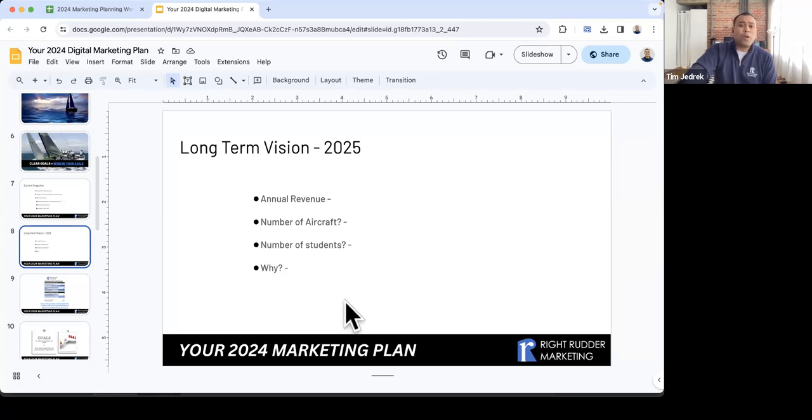And I think the biggest part that really solidifies these goals is understanding the why. It's like, why is this our goal? So if our goal is to, let's say, break $1 million in our flight school, and we want to have 5 planes with about 100 students, why is that important? Why do we want to do this?